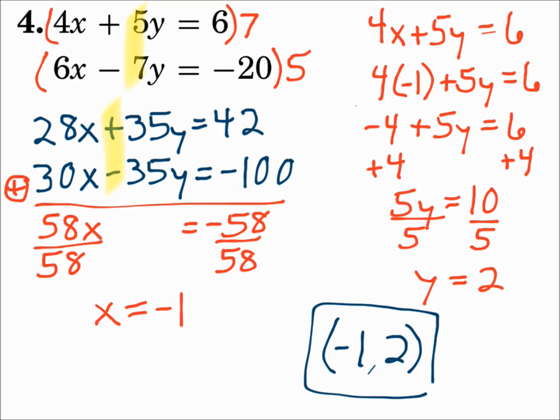Everything is like regular elimination, except start by multiplying each equation by the other one's coefficient of the variable that you're eliminating.